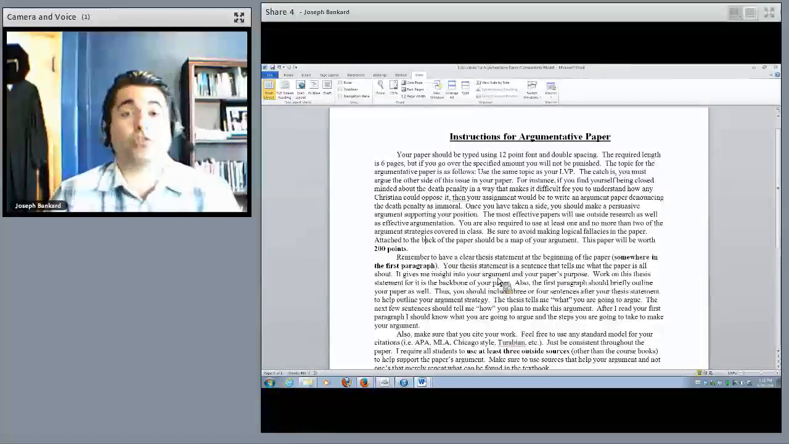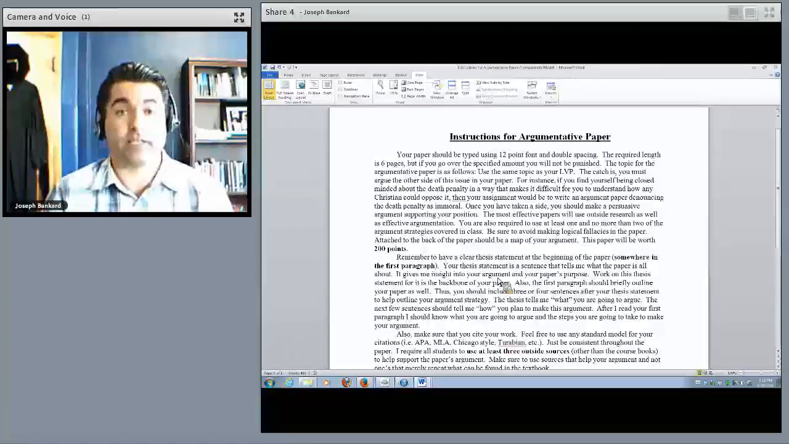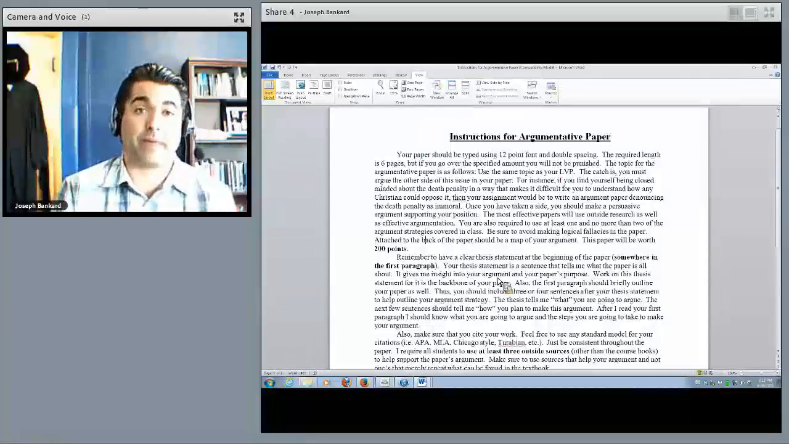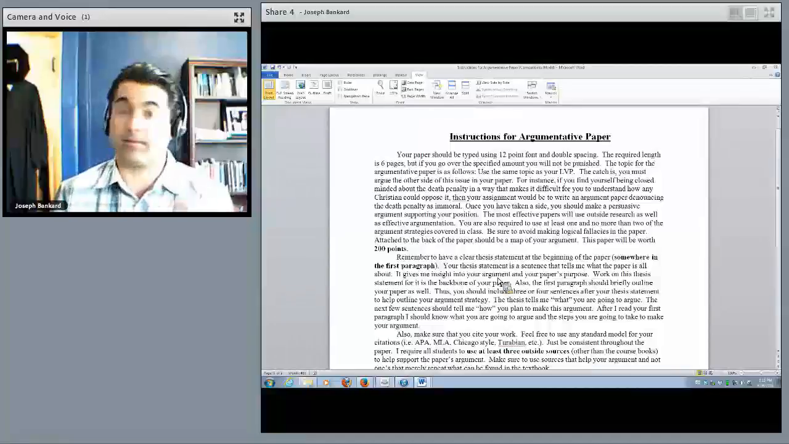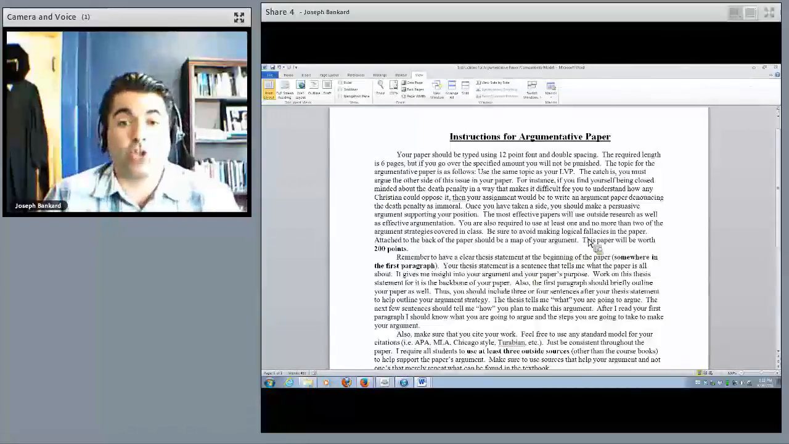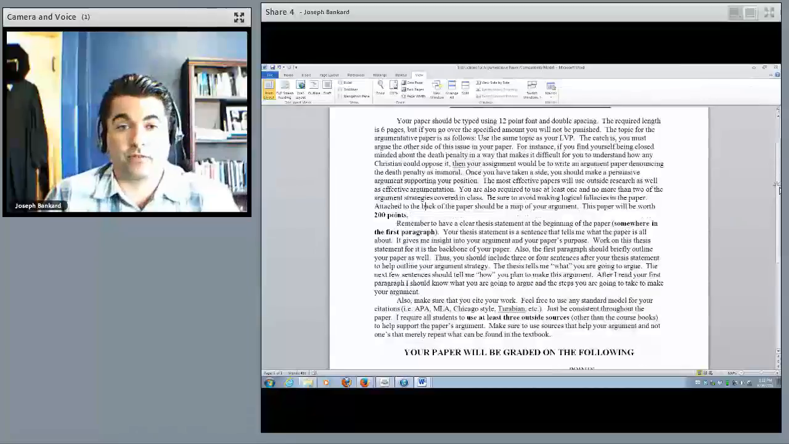You also need to include a map. So you've given a map to me of your argument. You've already done this, but I want you to include it. So if you turn this in on Canvas, make sure that map is at the back of the paper. If you give me a hard copy, make sure that map is attached to the paper, okay? In total, the paper is worth 200 points, okay?